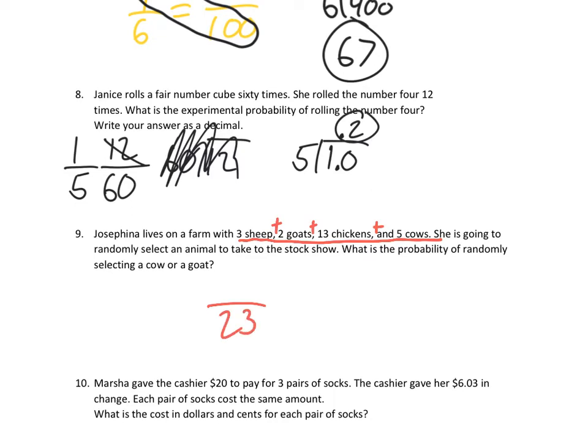And we want to know the probability of randomly selecting a cow or a goat. So now I've got to add my cows and my goats. So there's 2 goats, there's 5 cows, so we've got 7 out of 23. And that's about as simple as that's going to get. So our probability is just going to be 7 out of 23.